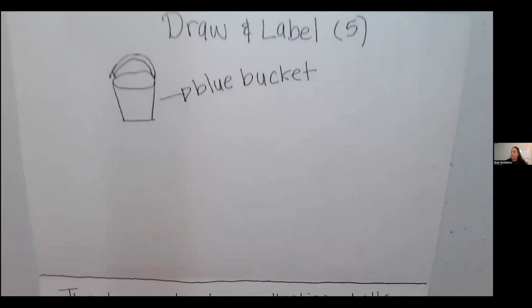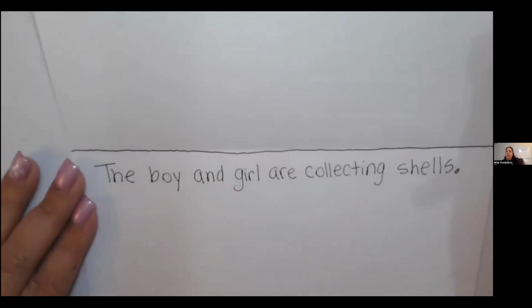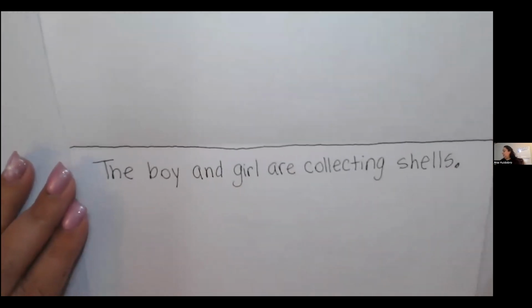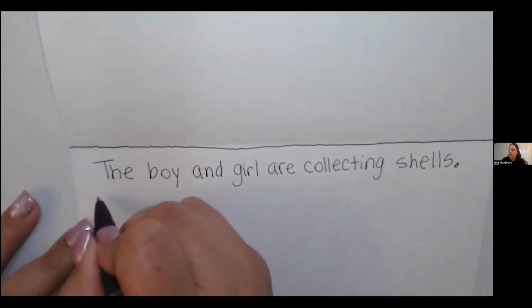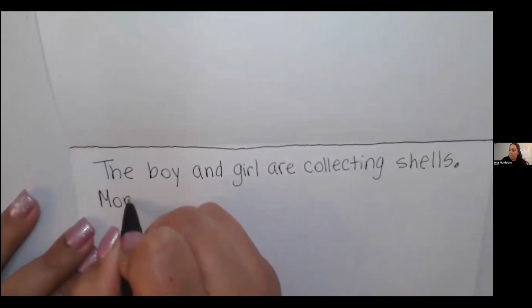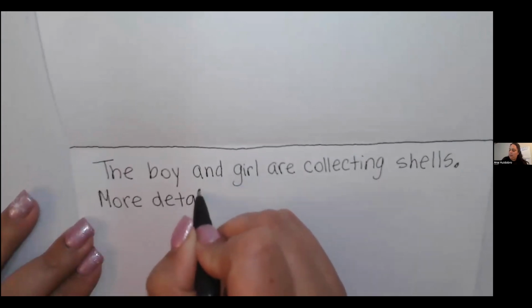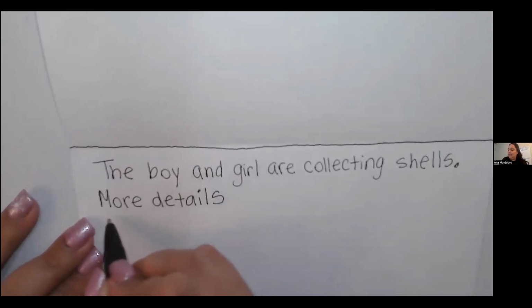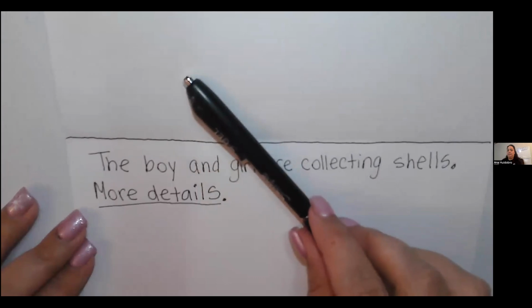Super job, super job. So you're done with the top half. Now we have to do the bottom half. So the bottom half is asking us to take this sentence and rewrite it with more details. Now I'm not going to say how many more because we don't want a million more details because then the sentence will be super long. Go ahead and write more details.